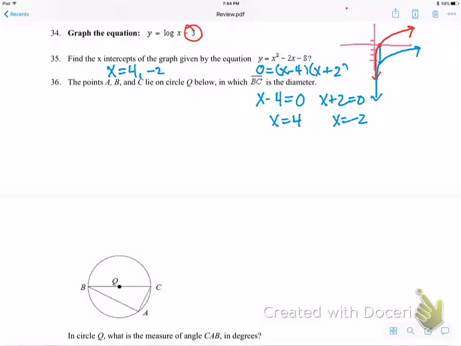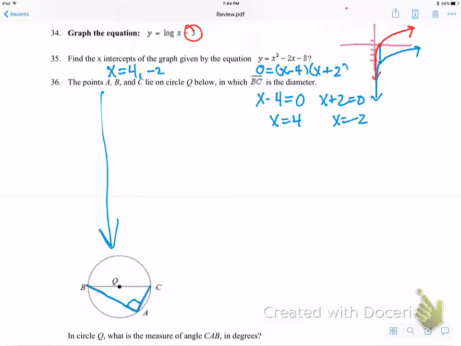In number 36, we're given this picture that's way down here. It says, in circle Q, what is the measure of angle CAB in degrees? So trace that angle in order of the letters that it gives you. So we're looking for the measure of this angle, angle A.